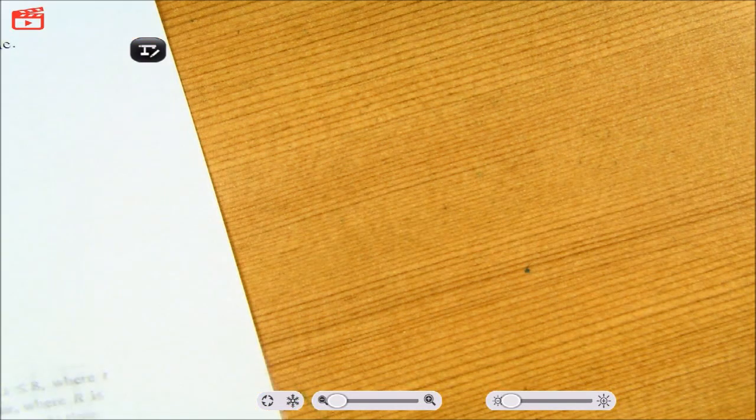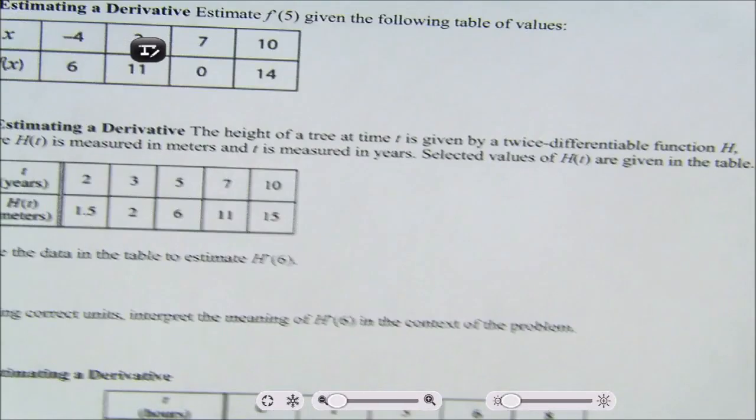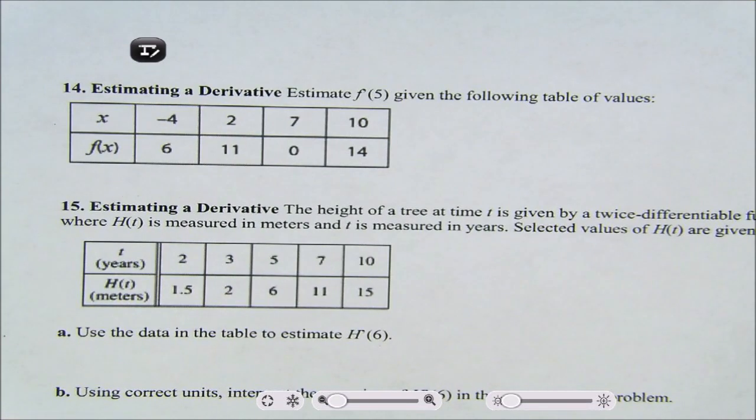Thank God. I lost my other page. Oh, there it is. Are we going 79 or 77? 79. All right.